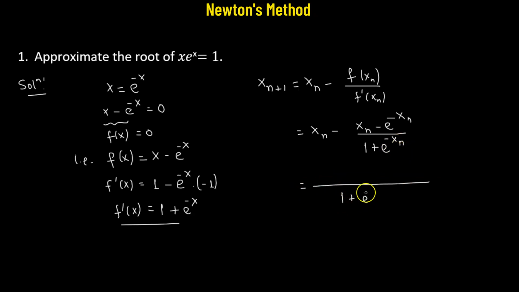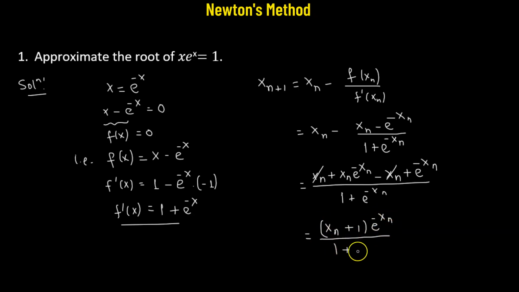So we have 1 + e^(−x_n). We'll multiply x_n with 1 + e^(−x_n), so this will be x_n + x_n e^(−x_n) − x_n + e^(−x_n). The first term and the third term cancel out, and this leaves us with x_n + 1 multiplied by e^(−x_n), divided by 1 + e^(−x_n). So this is our x_{n+1}.